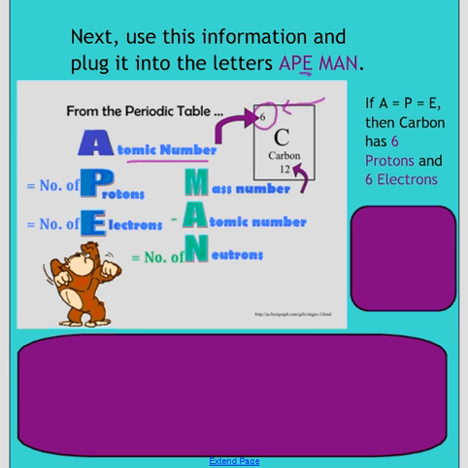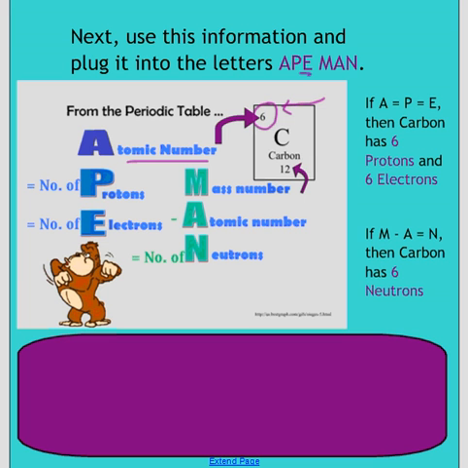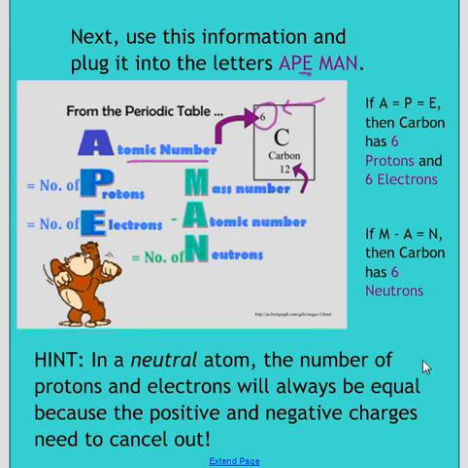So if M is our mass number, and our mass number is 12, A is our atomic number, and our atomic number is 6, and we subtract that, 12 minus 6, then 12 minus 6 equals 6, and carbon has 6 neutrons. So again, just taking the values that we found in our periodic table square, we are able to find out the number of protons, neutrons, and electrons just by plugging them in to the words APEman.